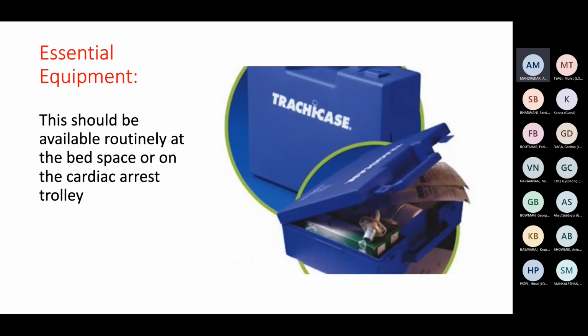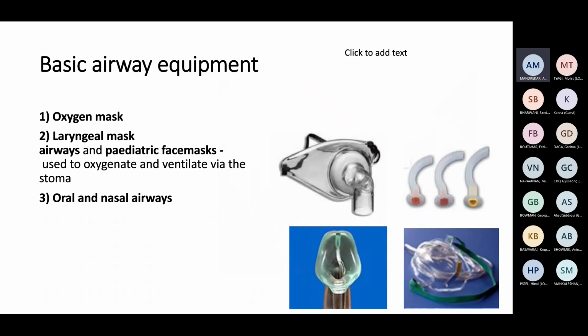So this is a tracheostomy case that has to have all the essential equipment, like an oxygen mask, laryngeal mask airway, pediatric face masks that we use over the stoma. These are oral and nasal adjuncts as well.